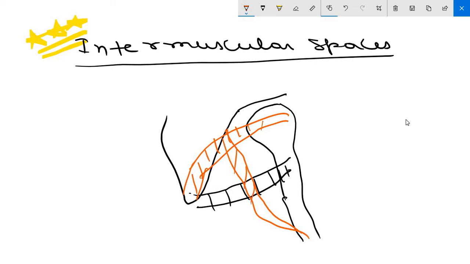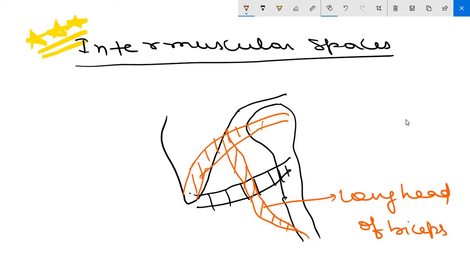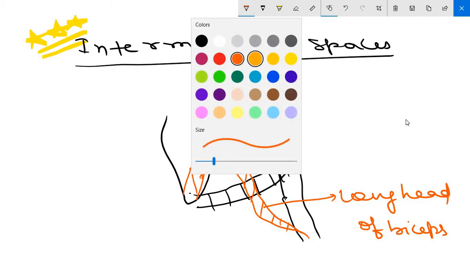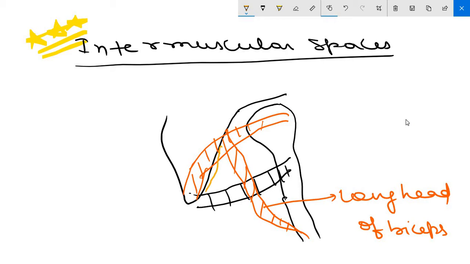Okay, I am drawing a very top diagram. This is the long head of biceps brachii. Clear? Now see, here I am taking another. So here this is a triangular area, this is a quadrangular area, and this is again a triangular area. So two triangular areas are present here and one quadrangular area is present here.